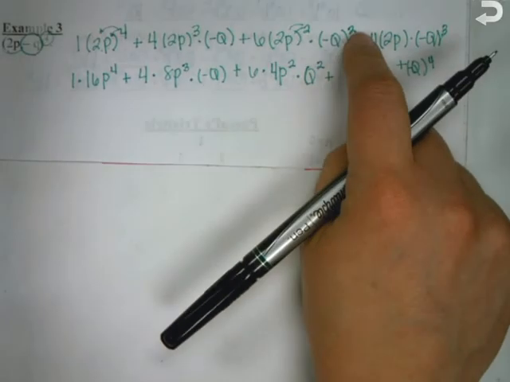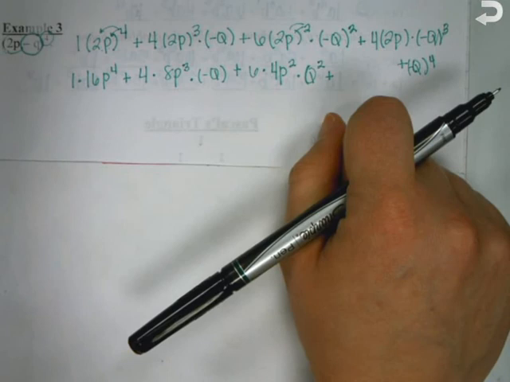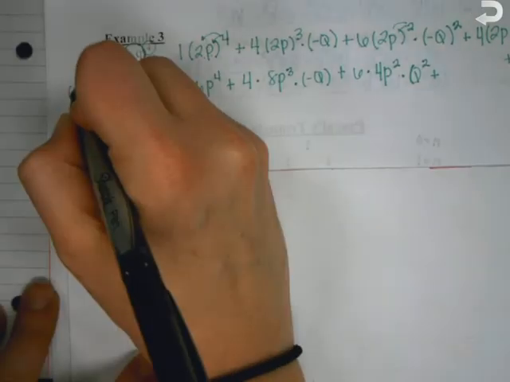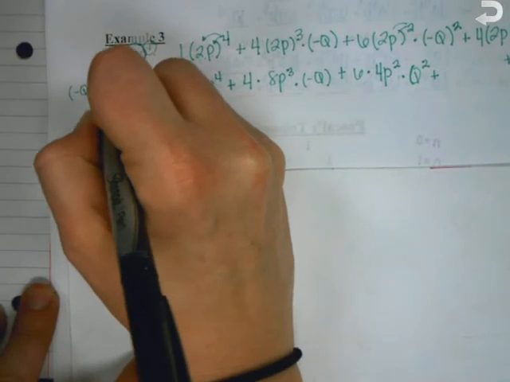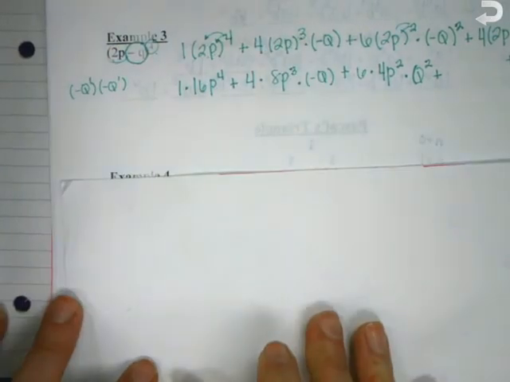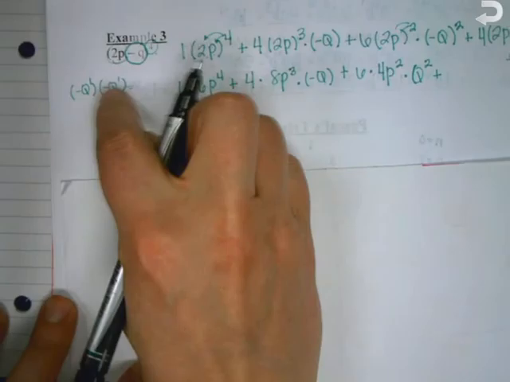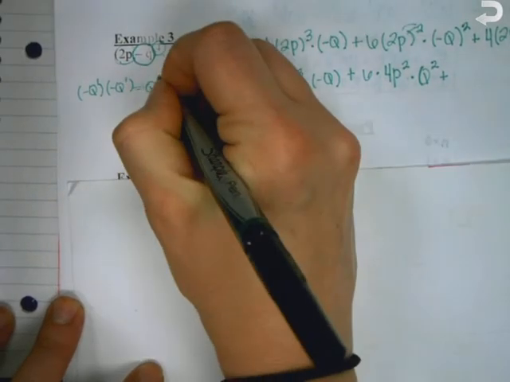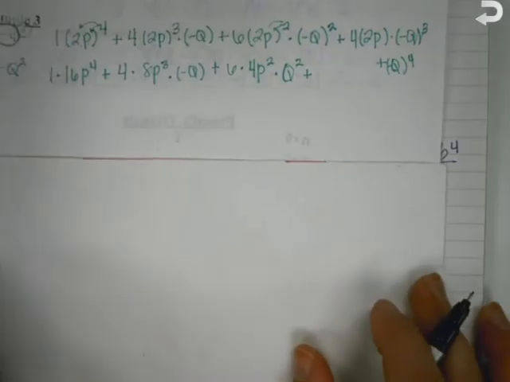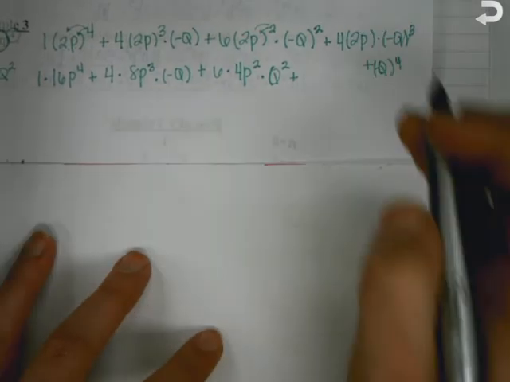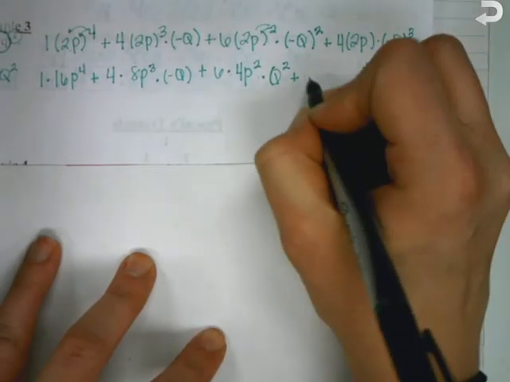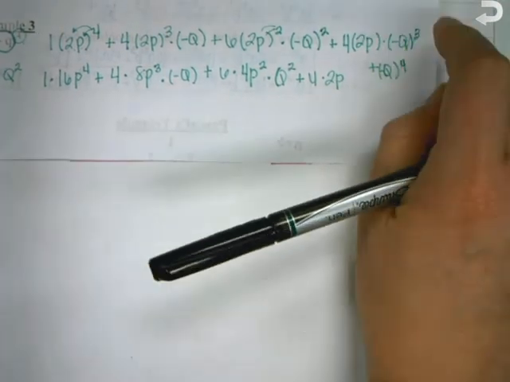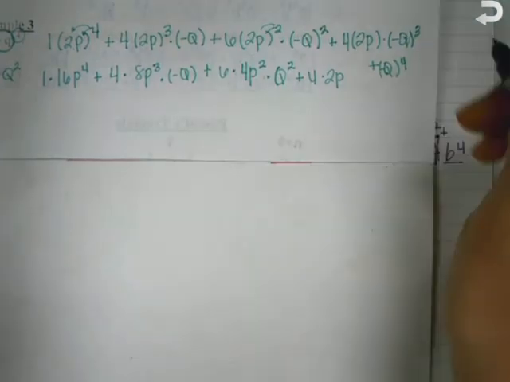Is the negative q going to make them all negative? No, just some of them. Okay, so that's 4 times 2p, negative q to the 3rd. What's that going to give me? Negative q to the 3rd power. Plus negative q, all of that to the 4th, what's that? Positive q to the 4th. So the exponent doesn't go away, okay? Just the sign changes. Okay, let's simplify it all really quick.